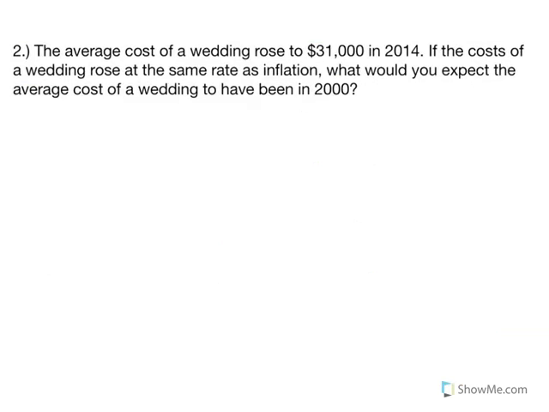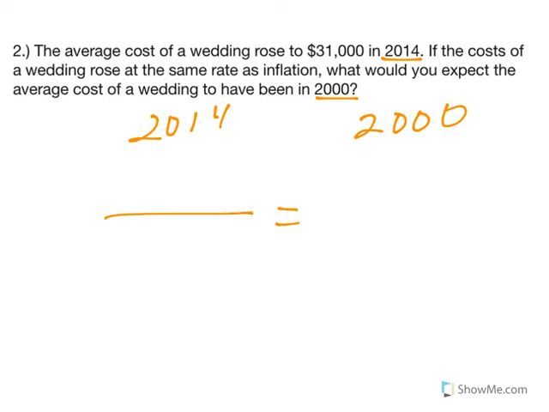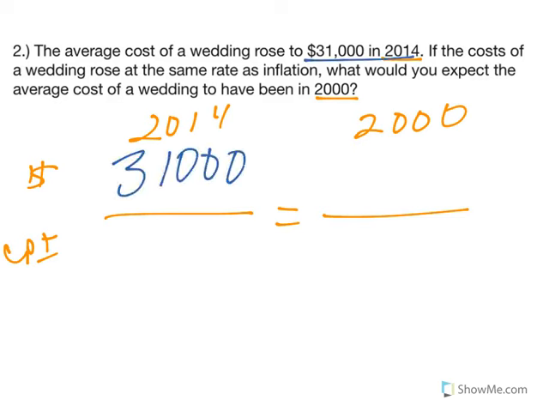In number 2, the average cost of a wedding rose to $31,000 in 2014. If the cost of a wedding rose at the same rate as inflation, what would you expect the average cost of a wedding to have been in 2000? Okay, so again, time periods, 2014 compared to 2000. Now, we don't have any months, so we are just going to use the annual CPI. So in 2014, we know the cost was $31,000. We do not know the cost in 2000.